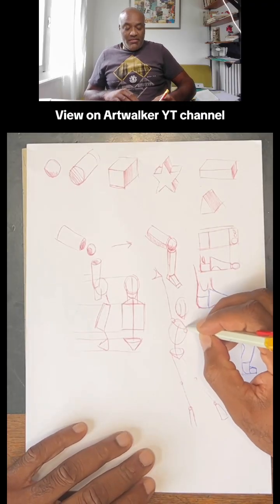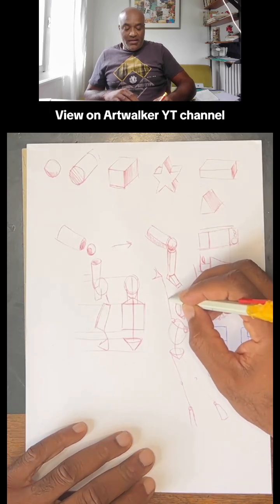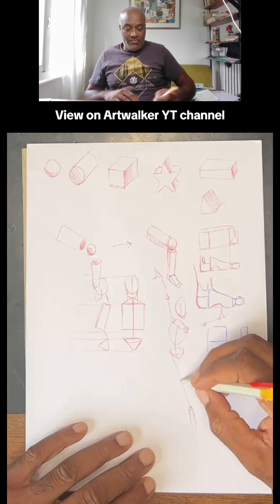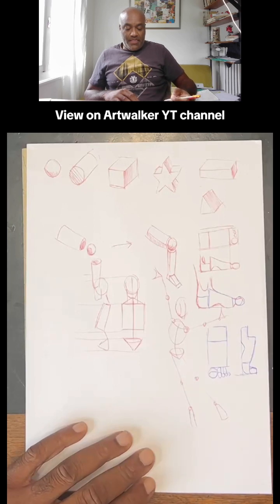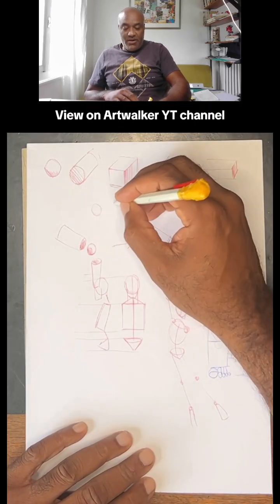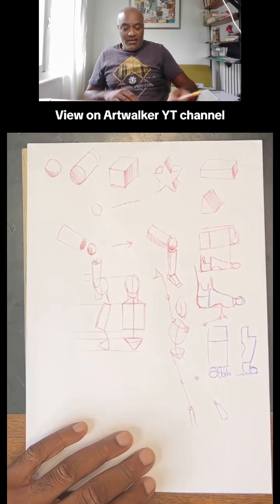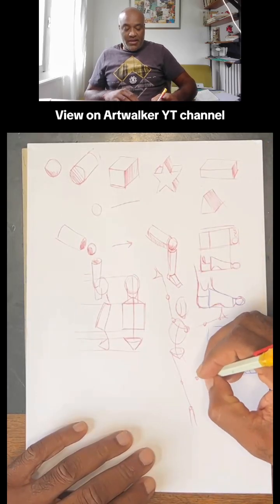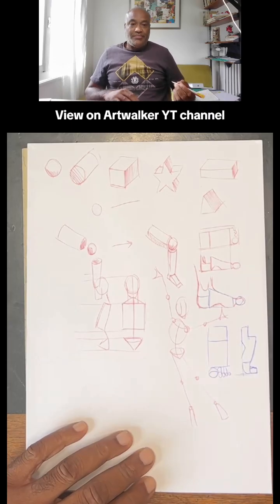Everywhere you see me add a sphere is a joint. Here we have the bone, simplified. So we've got a spherical object and a line that creates the arm, the thigh, and the shin.